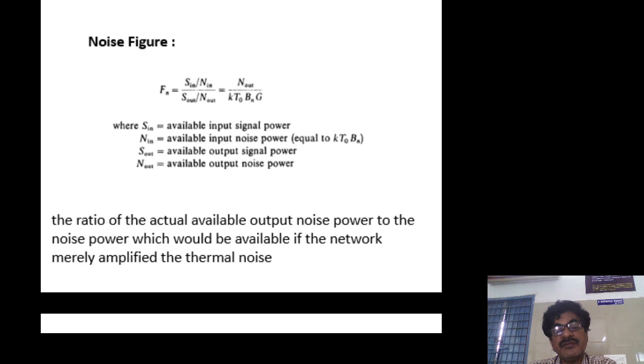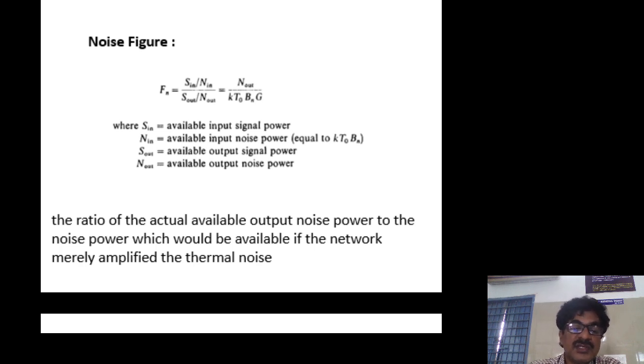Another parameter which is used to know the same information is the noise factor. Of course, both are the same. Noise figure and noise factor are the same, but the difference is that the noise factor has no unit, while the noise figure has the unit called decibels. So the noise figure is expressed in terms of decibels. That is, the decibel representation of the noise factor is known as the noise figure. Both are the same.